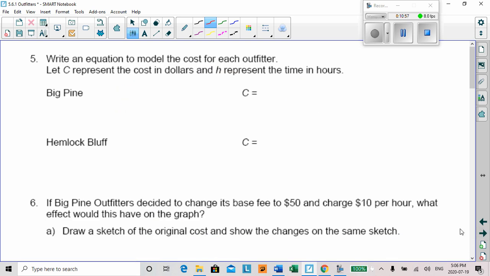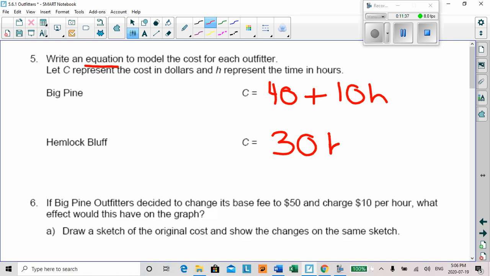Now we're going to write an equation to model the cost for each outfitter. Let C represent the cost in dollars and H represent the time in hours. So we already have the C equals here, and we know that for Big Pine, we had 40 plus, and we did 10 times the number of hours. So we can write that like this. We don't have to use the multiply sign. We can just write 10 times H. That is the equation. For Hemlock Bluff, it's just $30 times the number of hours.